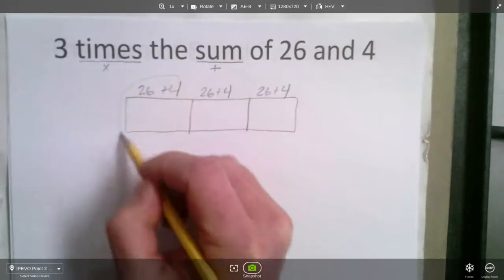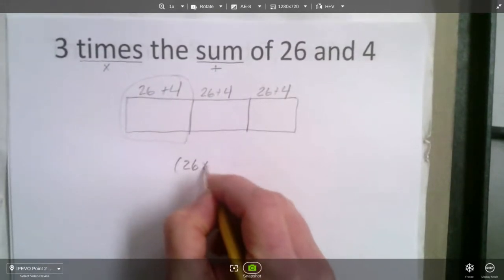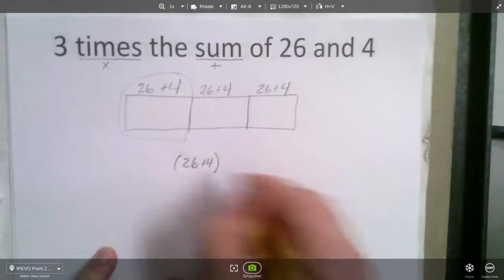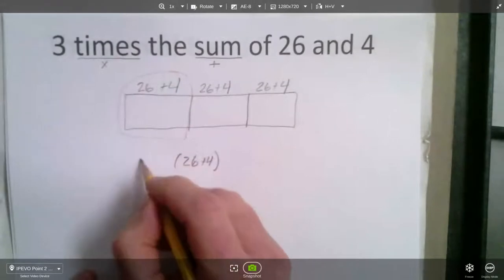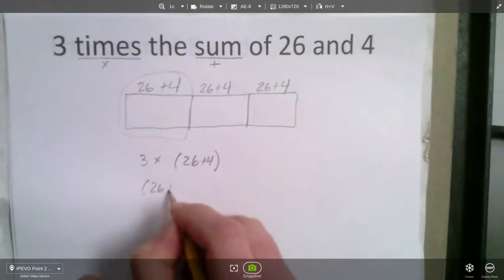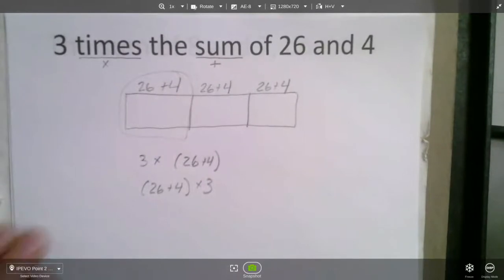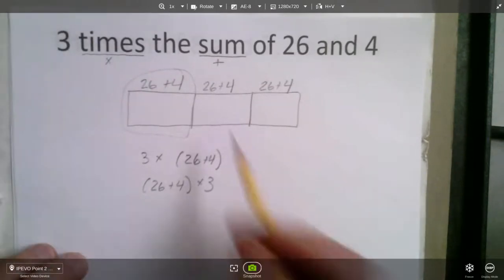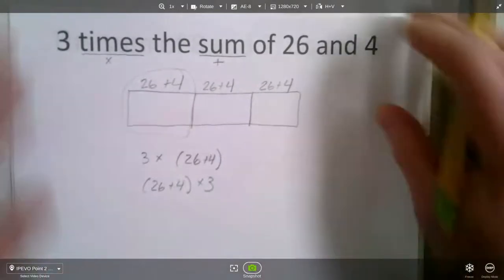So if I want this 26 plus 4 to be done first, I'm going to put it in parentheses. 26 plus 4. That's the sum of 26 plus 4. And now I want 3 times that. So I can put my multiplication in front, or because of the commutative property, I can put it in the back. So that's how we would write an expression for 3 times the sum of 26 and 4. And it really helps to draw a tape diagram or a picture to help you think about it.